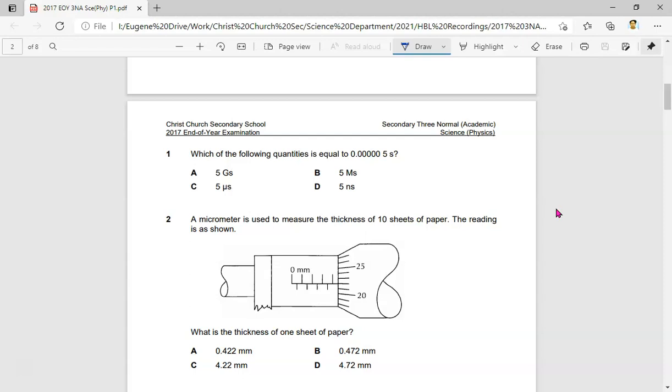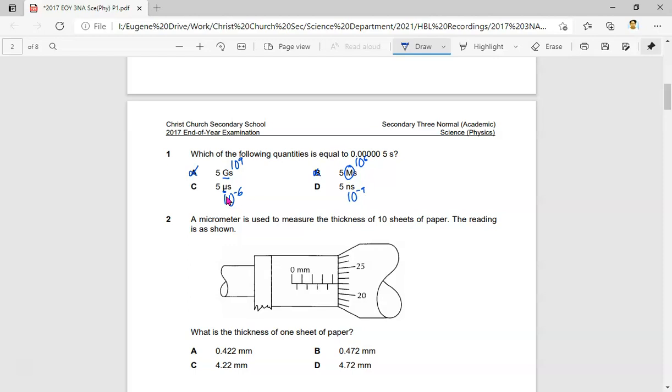0.000005 seconds? So this is actually a prefix, that must make the thing smaller. So mega, okay, so let's go through. Giga is 10 to the power 9, so it actually makes the number bigger. This is giga 10 to the power 9, this is mega 10 to the power 6, nano is 10 to the power minus 9, this is micro, which is 10 to the power minus 6. So you can see here, this actually is a smaller number, so therefore B and A is out.